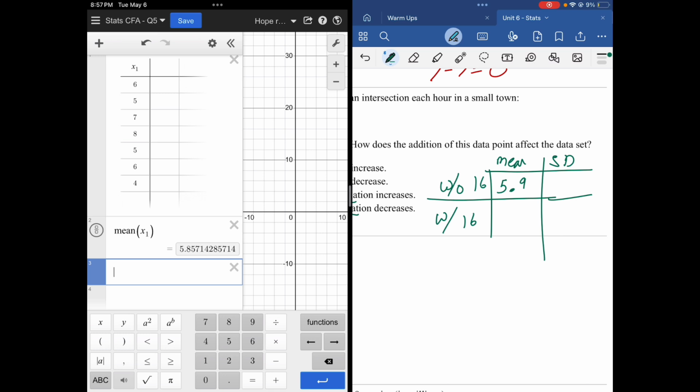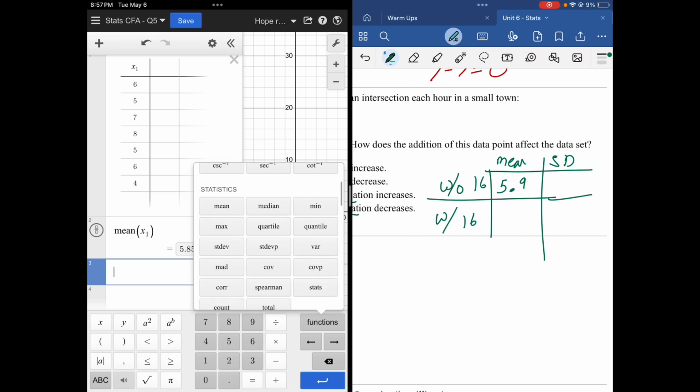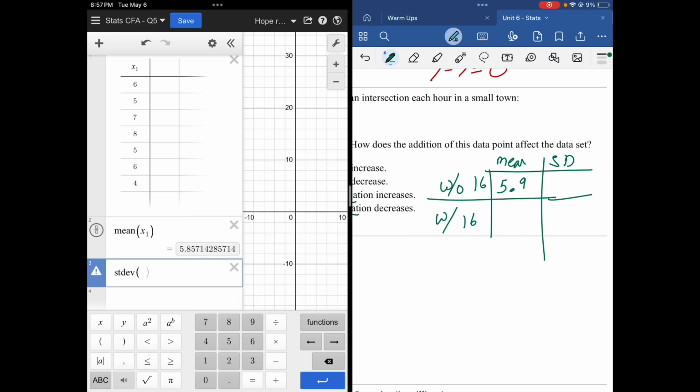Now, let's go ahead and find the standard deviation while I'm at it. And this is going to be just normal standard deviation because we're only looking at 8 hours, not the whole 24 hours of a day. There's my standard deviation, X1. And so it is 1.3. We could put a 5 if we wanted.